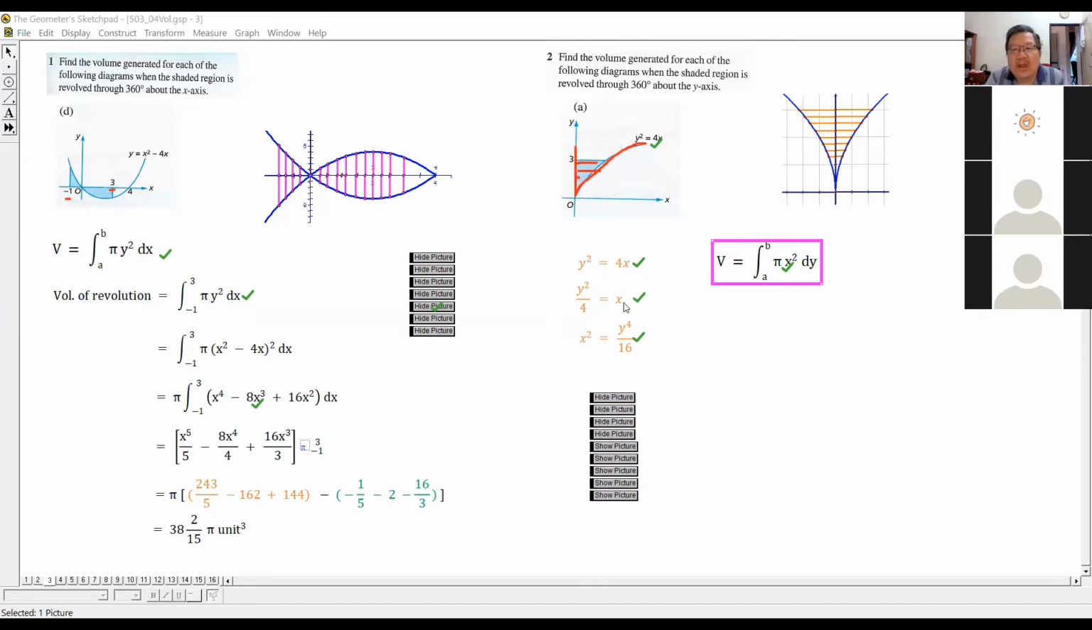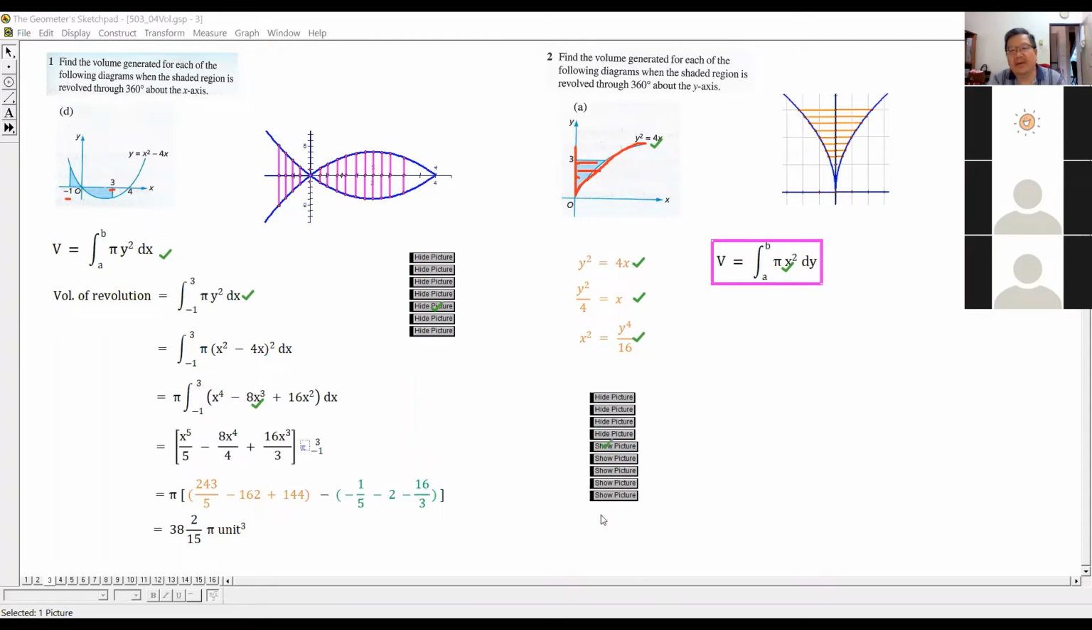In order to find x squared in terms of y, I have to square both sides of the equation. On this side, when I square, it becomes x squared. On the other side, when I square y squared, it becomes y to the power of 4, and when I square the 4, it becomes 16. Right? So all this, I substitute into the x squared here.